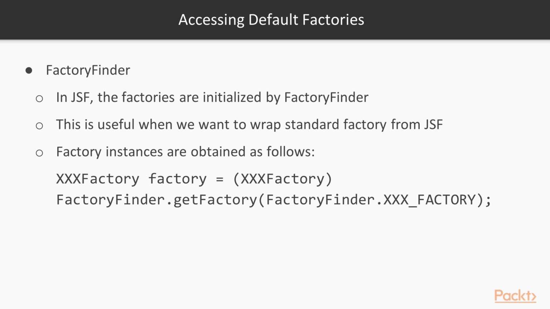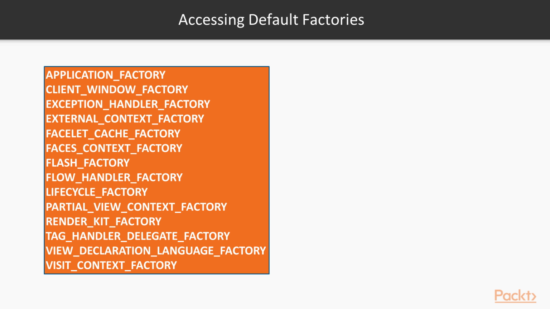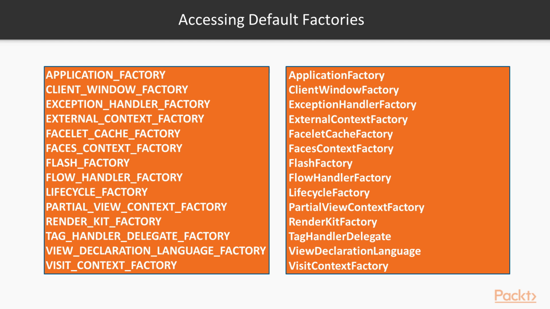So factory instances are obtained as you can see in this snippet of code. For example, RenderKit factory can be found using the following code. Next to the constant that identifies RenderKit factory, we have constants for other factories as well. Here is the list and the corresponding factories that we can obtain.